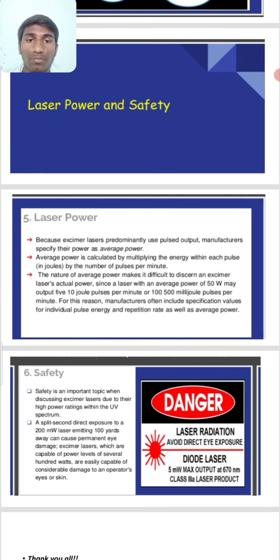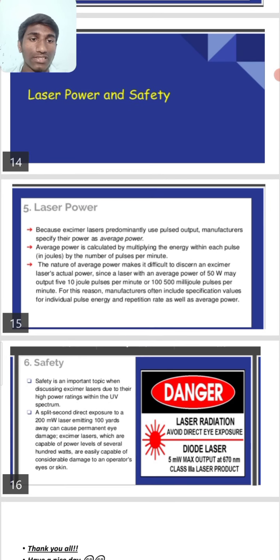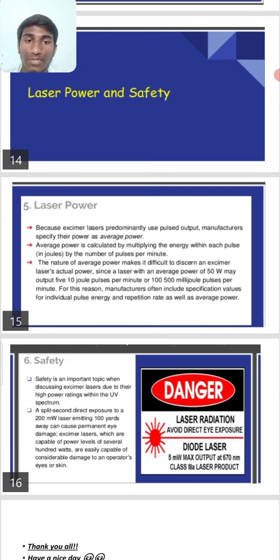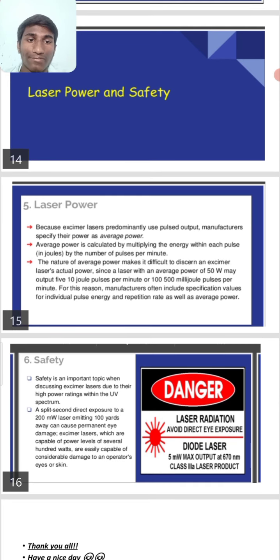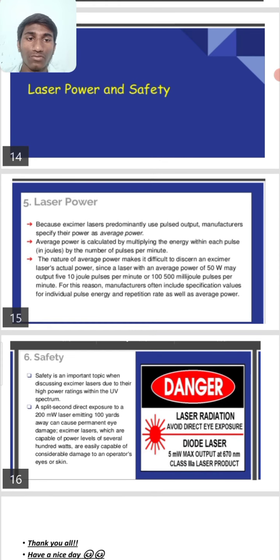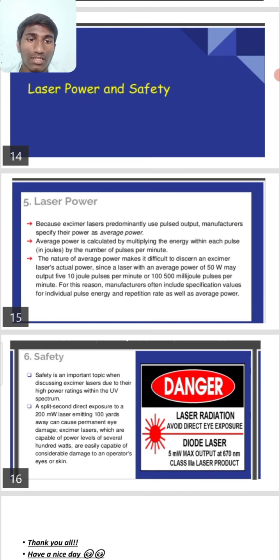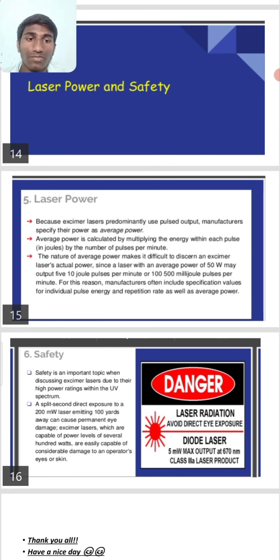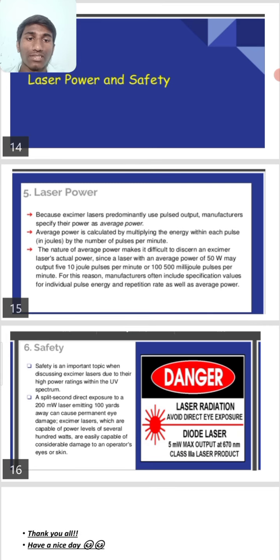Coming to the laser power, because excimer lasers predominantly use pulsed output, manufacturers specify their power as average power. Average power is calculated by multiplying the energy within each pulse by the number of pulses per minute. The nature of average power makes it difficult to discern an excimer laser's actual power, since a laser with average power of 50 watts may output 510 joules per minute or 100 500 millijoule pulses per minute.